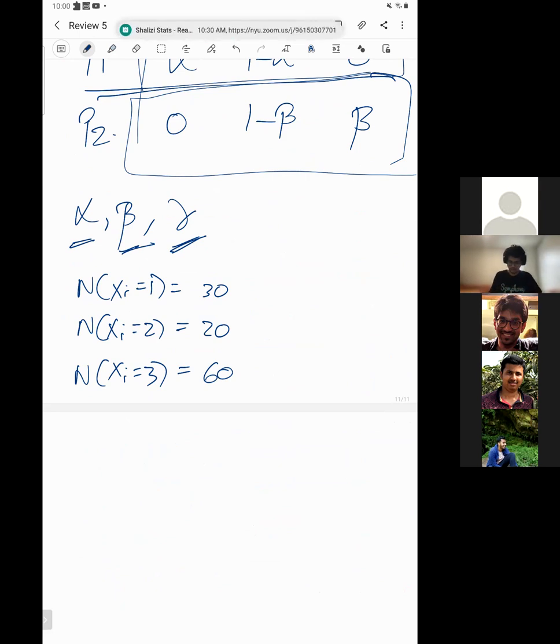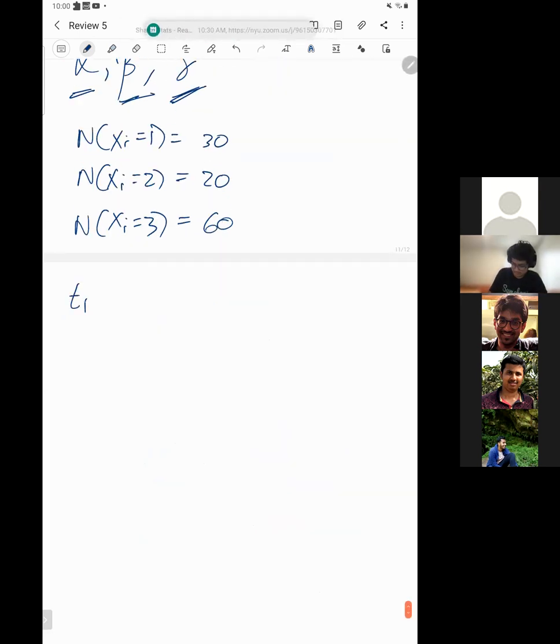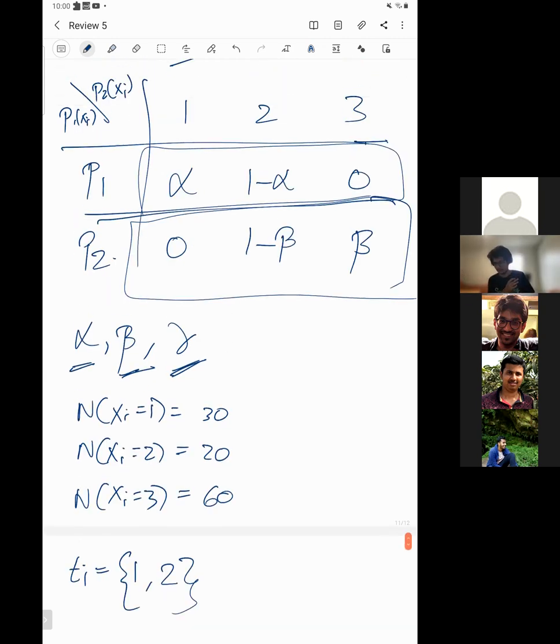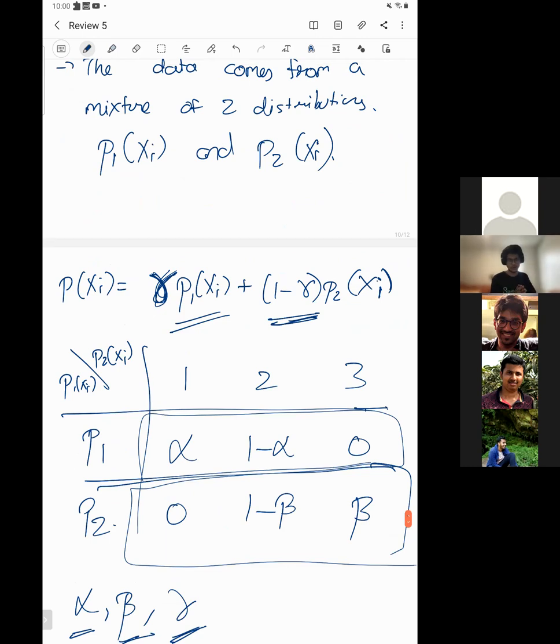So here the latent variable would be Ti for every data point. Again, it's a discrete random variable, and it can take the value 1 or 2. 1 indicates that the data has come from distribution P1, and 2 indicates the data has come from distribution P2. So you can see this is how the latent variables are modeled. Because you made the assumption that the data has come from two different distributions P1 and P2, the latent variable makes this part easier to solve.